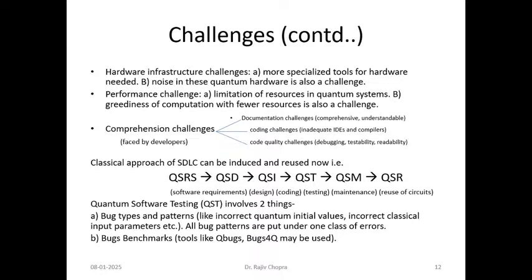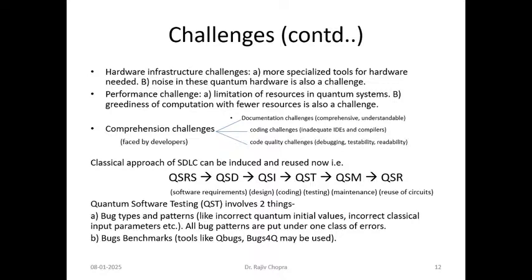So reusing can be done at different levels. That also we will see. If you see quantum software testing, we are talking of bug types. We have to identify the patterns. Then there are benchmarks also. Bug benchmarks are also given by some of the tools, like QBugs and Bugs4Q; they give some bug benchmarks also.